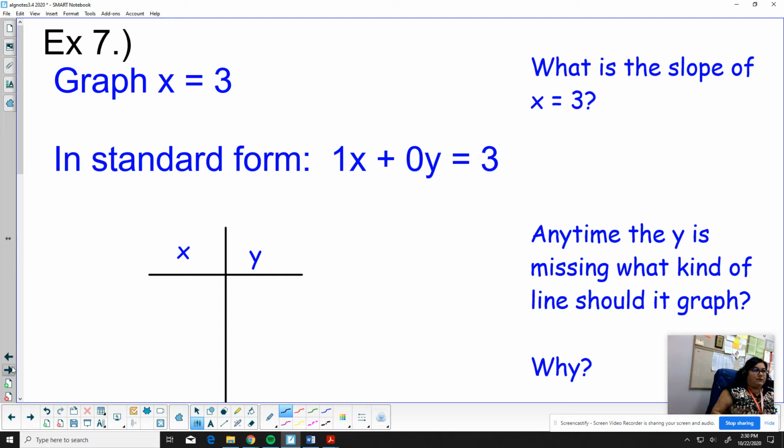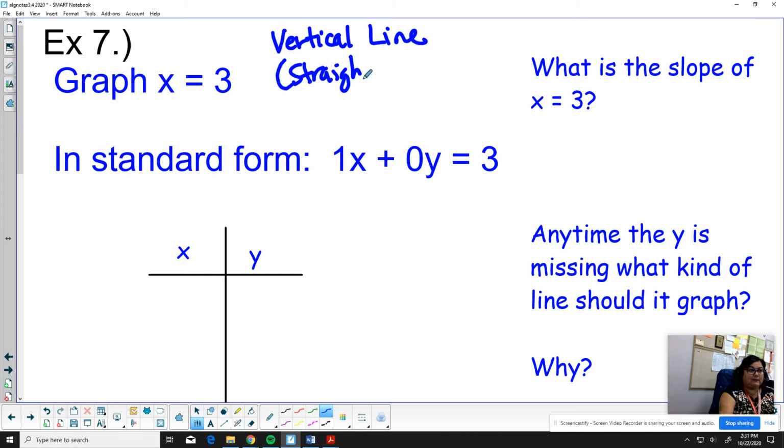All right. The other thing that we're doing, the third thing, is that we're graphing horizontal and vertical lines. So x equals anything is a vertical line. Okay, it's a vertical line. Vertical means straight up and down. So if you don't know what vertical means, instead of writing vertical, write straight up and down. So it's going to look like this on the coordinate plane.